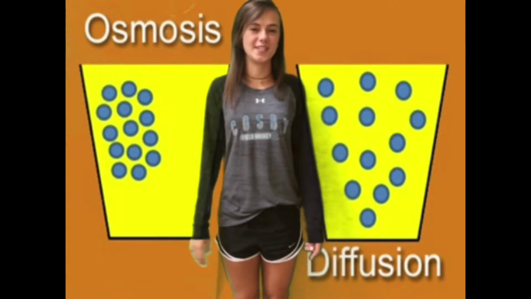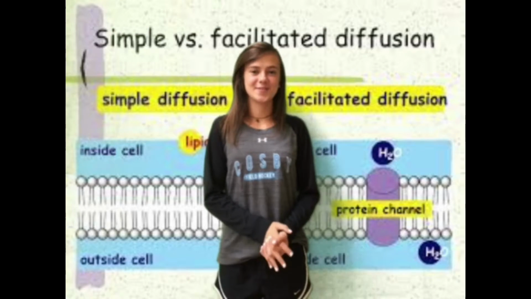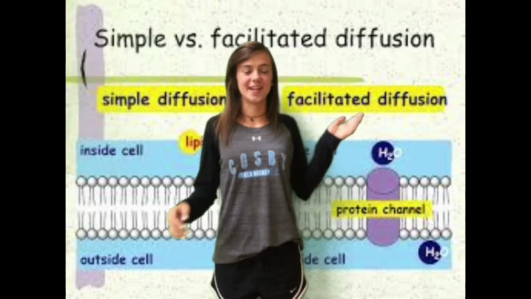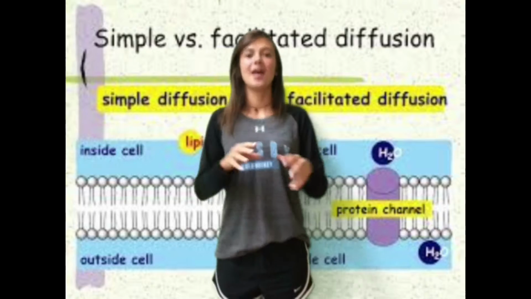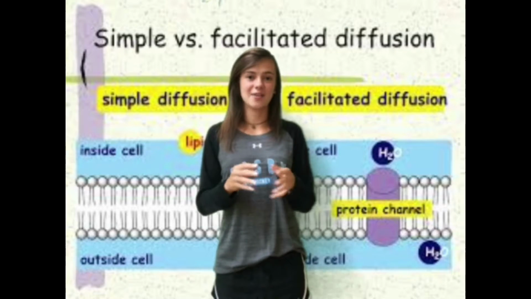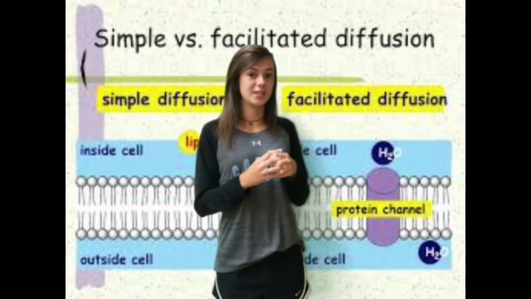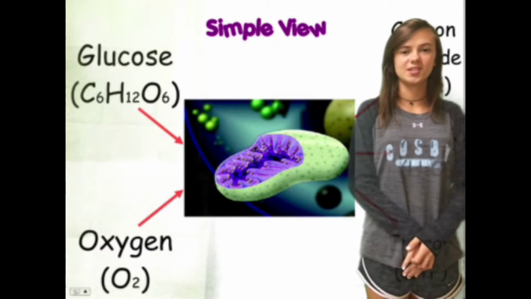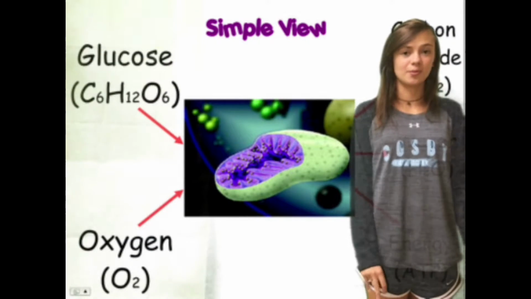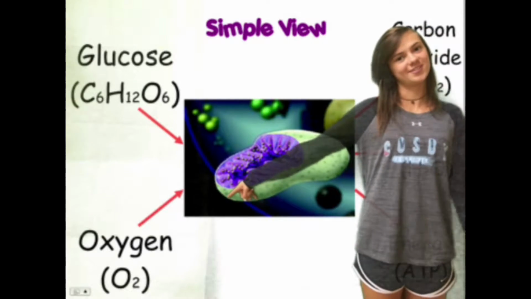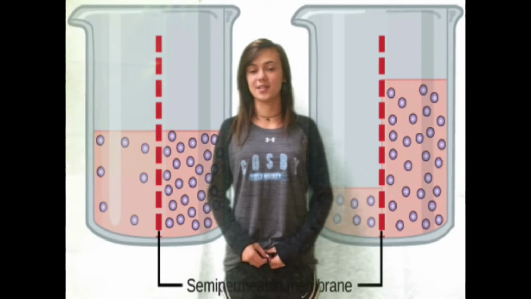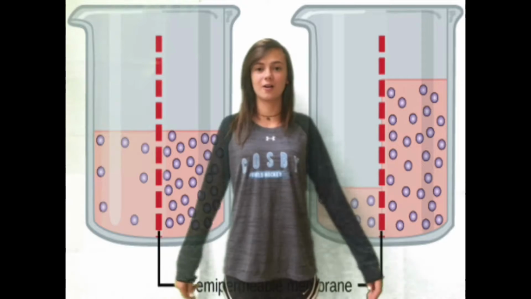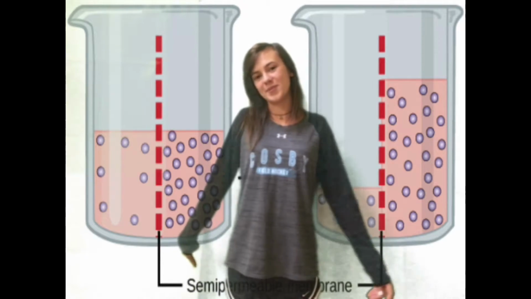Now let's go into more detail about those. There are two types of diffusion, simple and facilitated. But what's the difference between the two? Well, simple diffusion does not involve any protein channels, while facilitated diffusion does. An example of simple diffusion is the uptake of oxygen by a cell performing cellular respiration. The other part of passive transport is osmosis, which is the diffusion of water across a semi-permeable membrane.